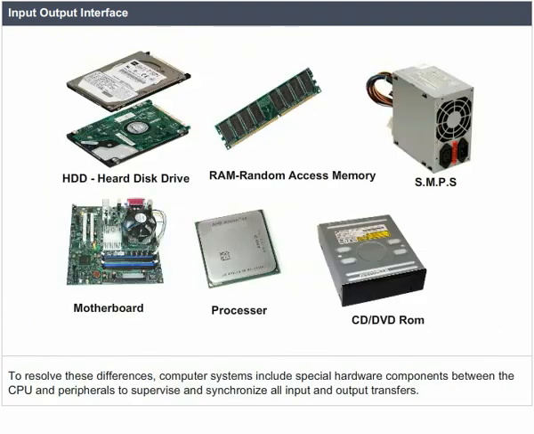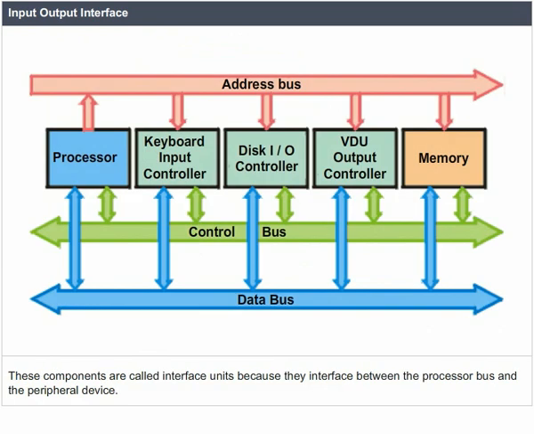To resolve these differences, computer systems include special hardware components between the CPU and peripherals to supervise and synchronize all input and output transfers. These components are called interface units because they interface between the processor bus and the peripheral device.